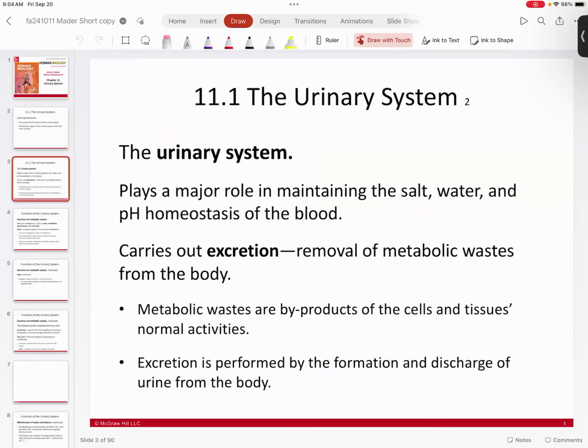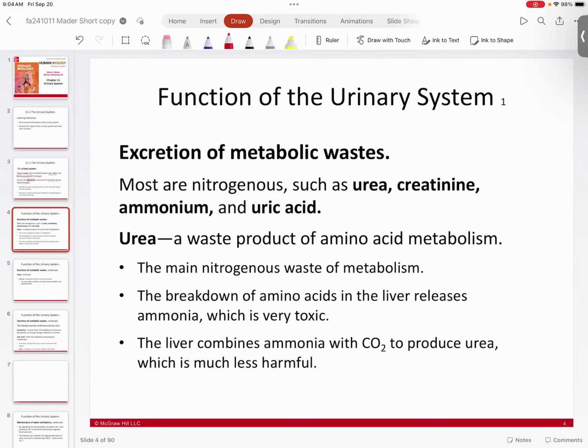So the urinary system does a lot more than just getting rid of urine. It is involved in the salt-water balance of the body. That's a huge thing. Also, the homeostasis of your pH and of your blood. And of course, excretion, basically taking metabolic waste that the body has accrued during all of its processes and getting rid of it. These are basically byproducts of the cells, oftentimes nitrogenous waste. And then you discharge that waste in the form of urine out of your body.